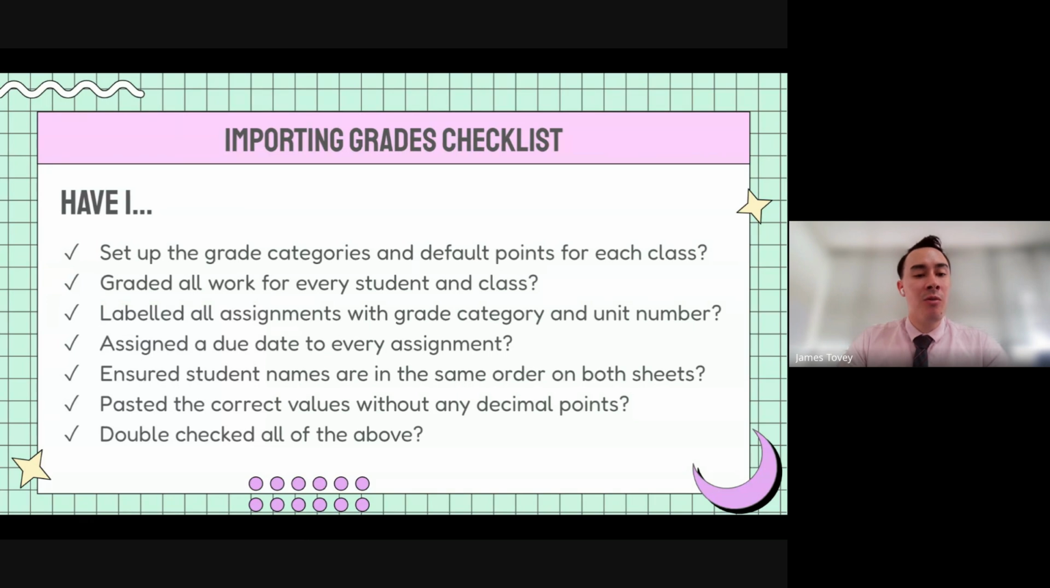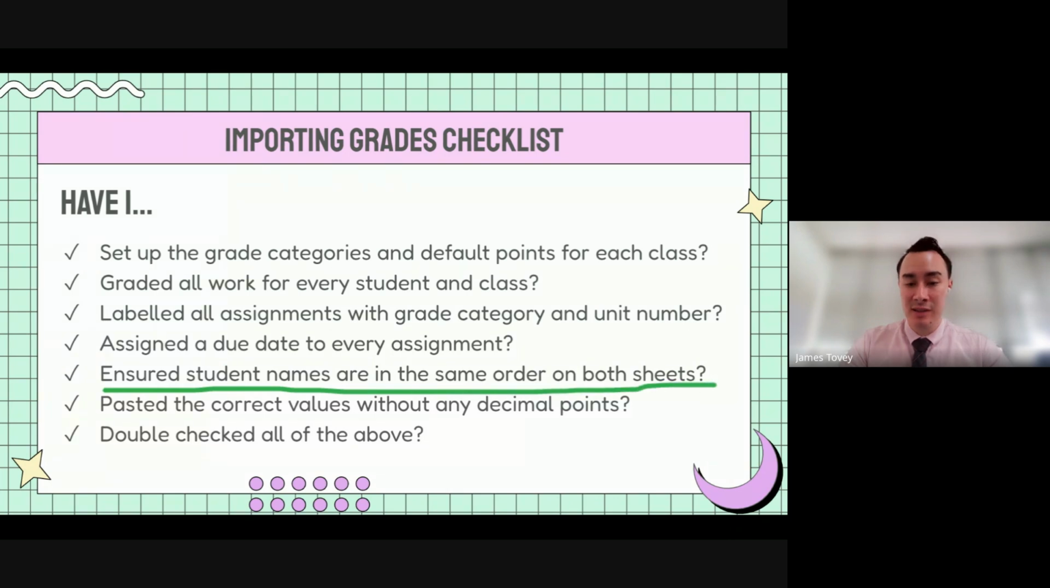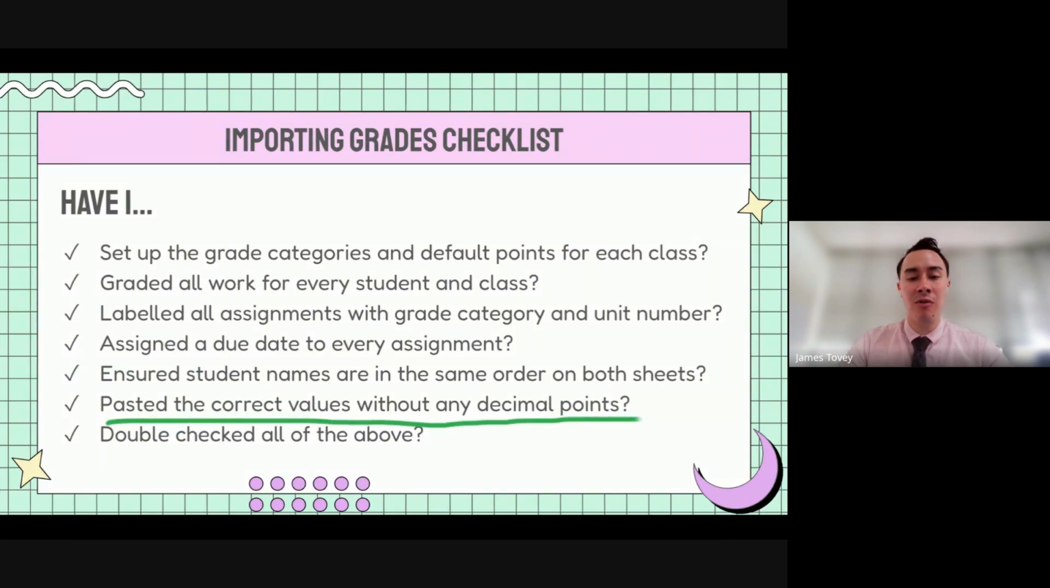All right, labeling all the assignments with the grade category and unit number. So yeah, CW Unit 2, or remember you can have those emojis. Have you assigned a due date to every assignment? That's just to make things clean and also so students know when work is due. Have you ensured student names are in the same order on both sheets? Yes, very important, so that students get their correct grades. Have you pasted the correct values without any decimal points? Remember, paste values and round up or down so that there are no decimal points.